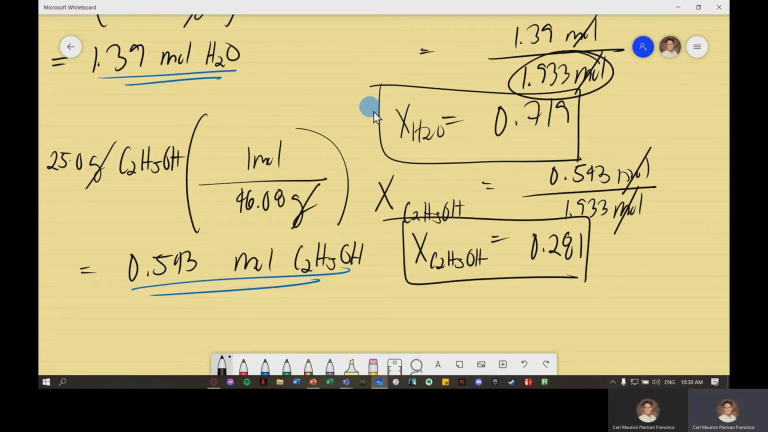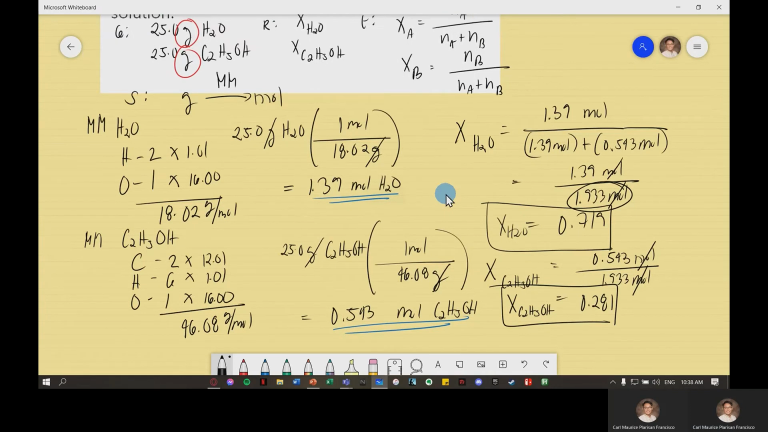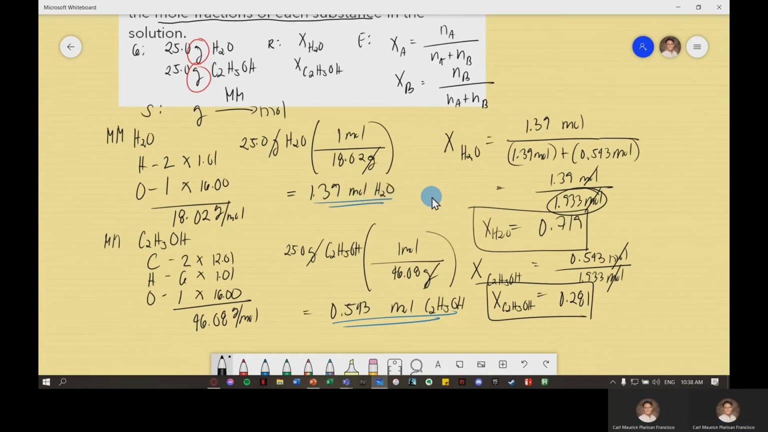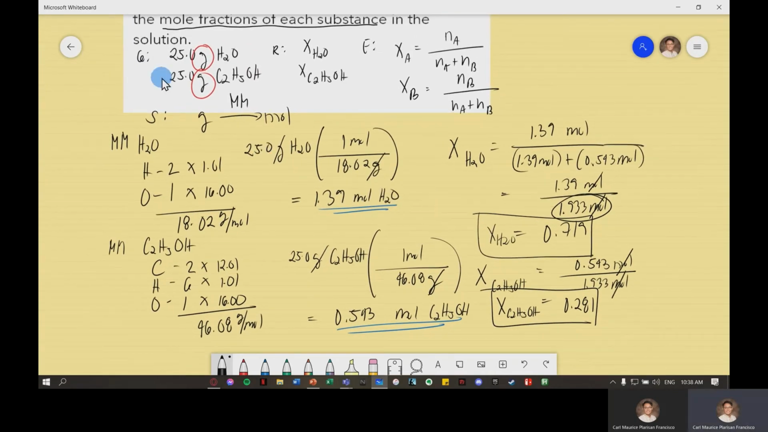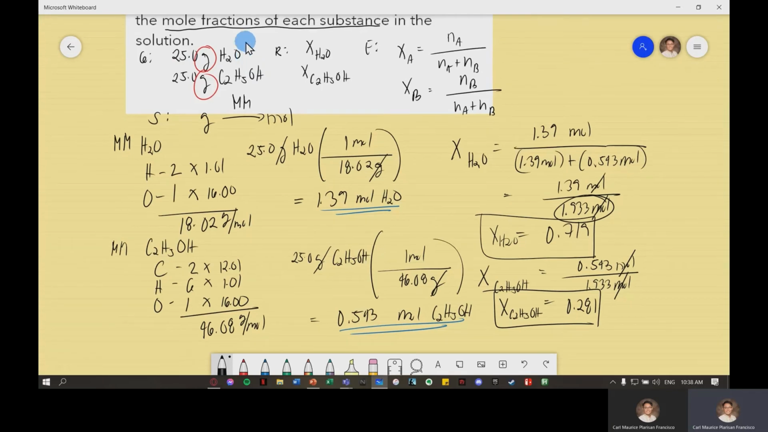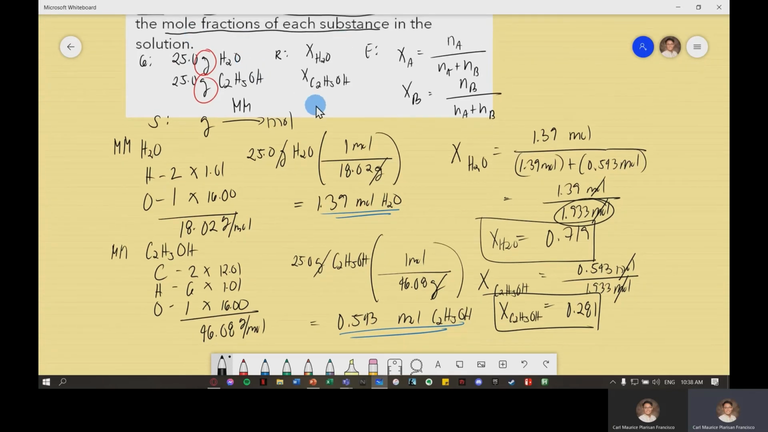We have the following answer. Again, first step, write the given required equation. Because I have two substances and the problem said to solve for all mole fractions, I solved twice. And then recall the equation.